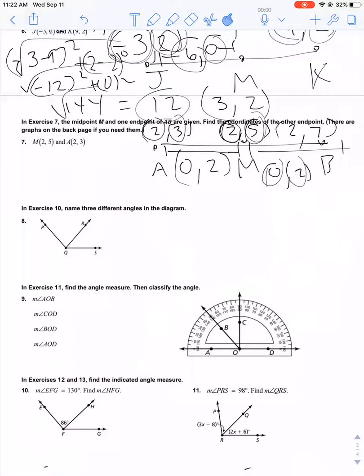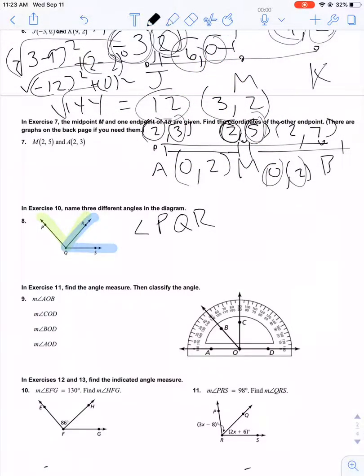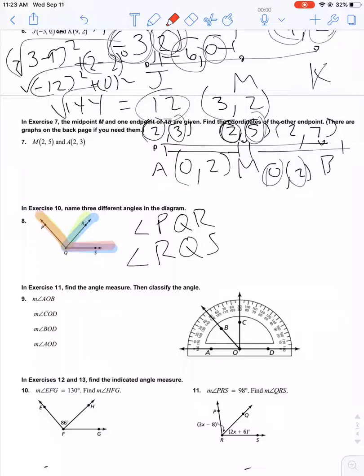Name 3 different angles in this diagram. Here we go. Angle PQR. Angle RQS. And the third one, angle PQS. Notice how Q is our vertex, so Q ends up in the middle on all of these.